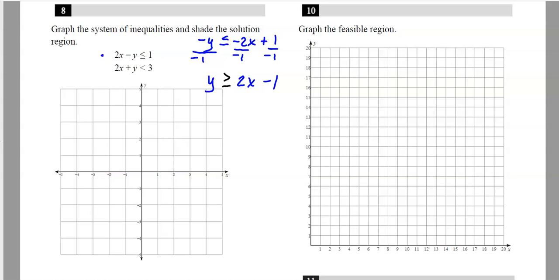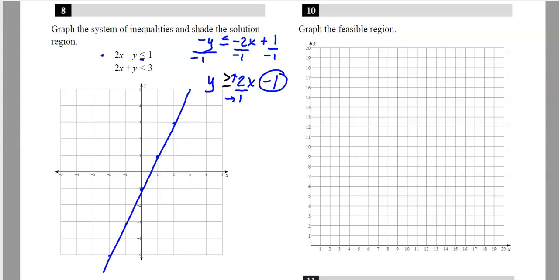So now let's graph this. So just like normal slope-intercept form, I have a y-intercept at negative 1. I have a slope of 2, so put a 1 under it. Up 2, right 1. Up 2, right 1, boom, boom, boom. And since it had an equal to bar on it, it's going to be a solid line. It's not going to be dotted.